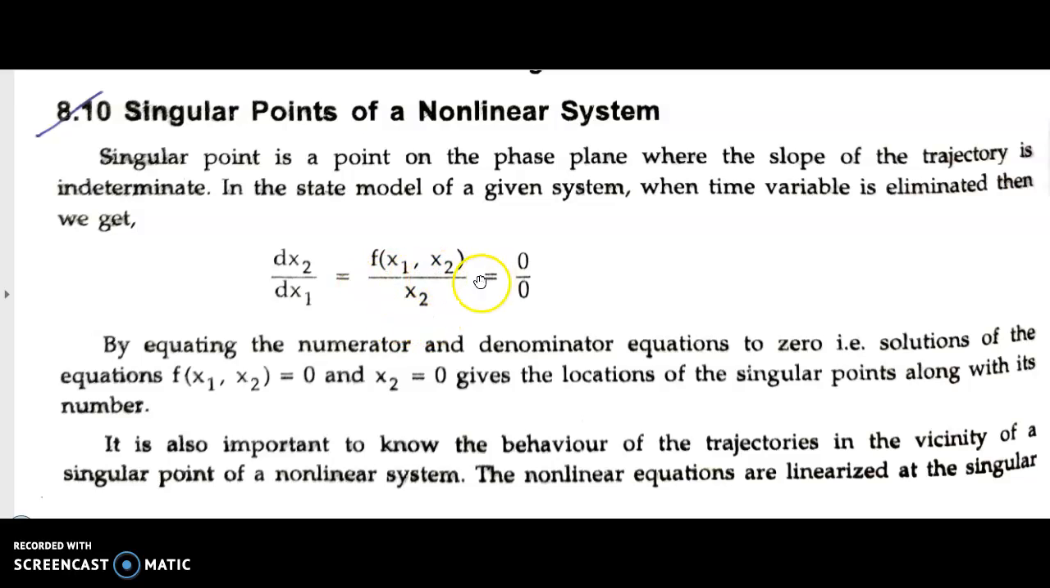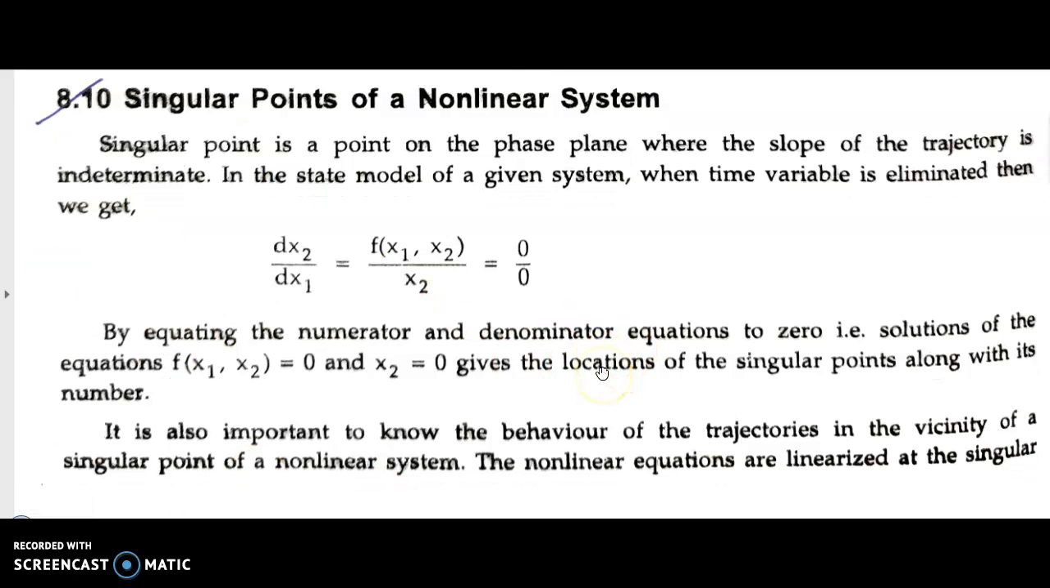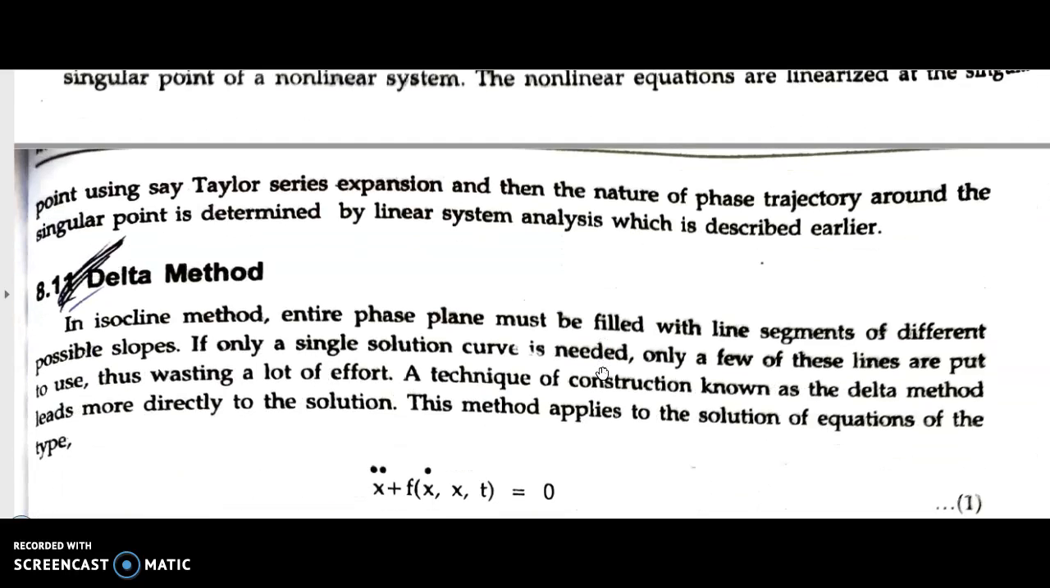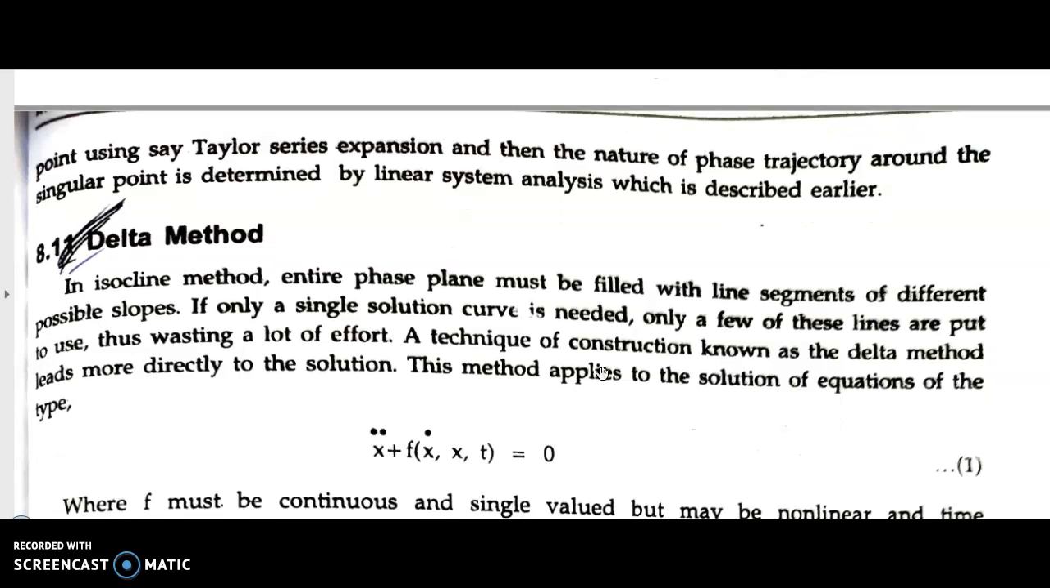The function f equal to 0 and x equal to 0 gives the location of the singular points along with their number. So, if they ask for this definition, go through this concept, and we'll see the next important topic, the delta method.